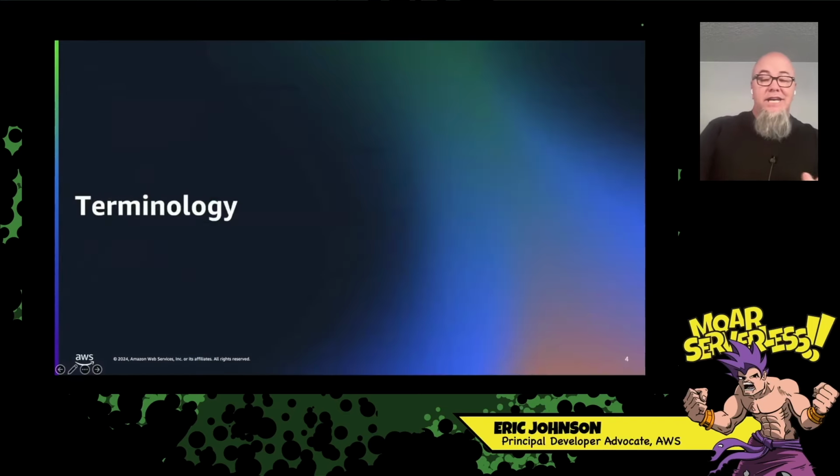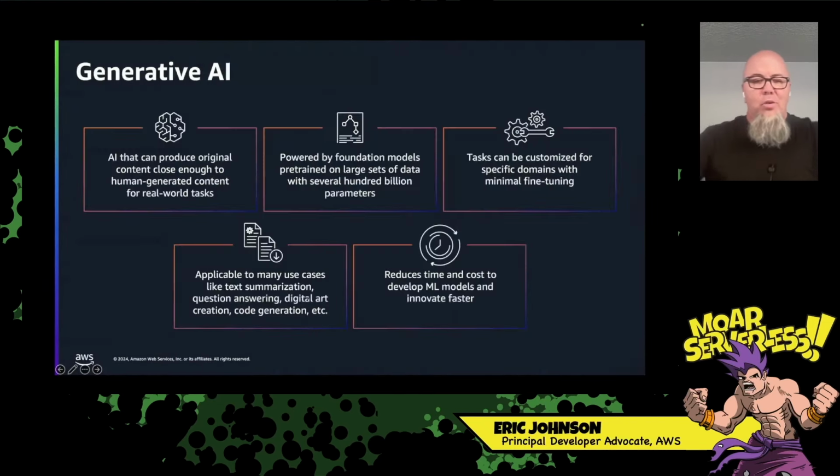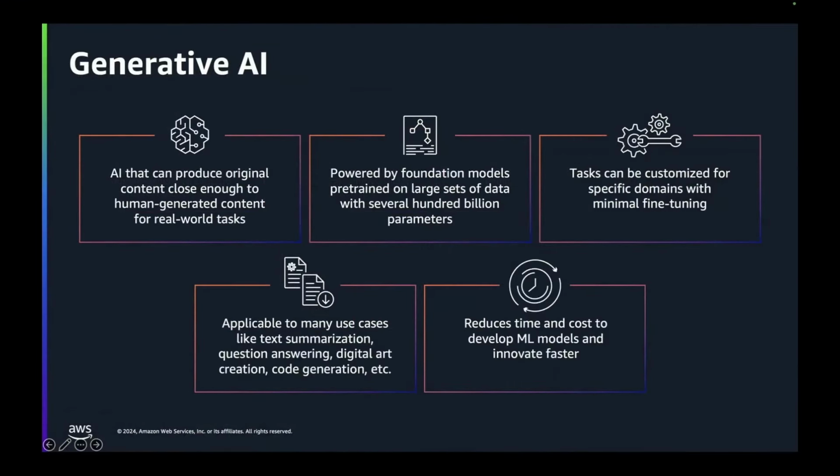All right, so let's get into some terminology. Now, it's been around for a year or more, and you probably know what it is, but I kind of want to keep us all on the same page. When we talk about generative AI, these are some ways that we at AWS look at this. It's an AI that can produce original content close enough to human-generated content for real-world tasks, right? It's powered by foundational models. Tasks can be customized. It's applicable to so many use cases. It's crazy to hear all the applications that we're doing with Gen AI. And finally, it reduces time and cost to develop ML models and innovate faster, but it's also reducing time in just our regular life.